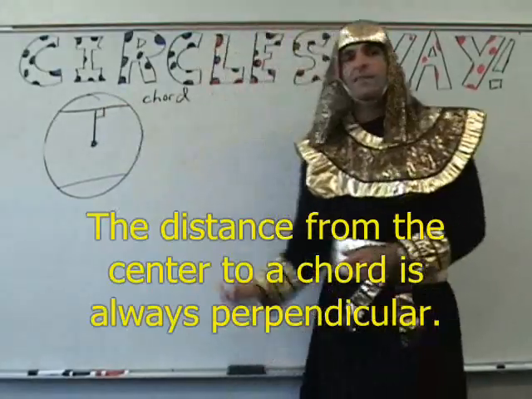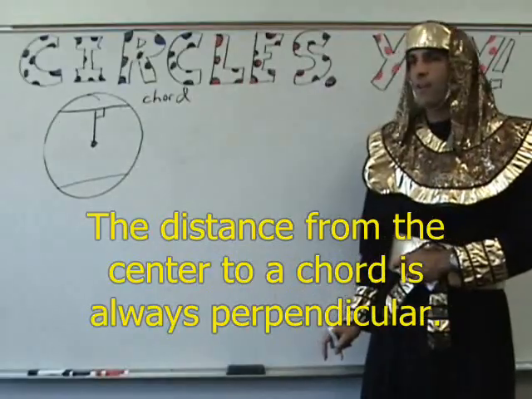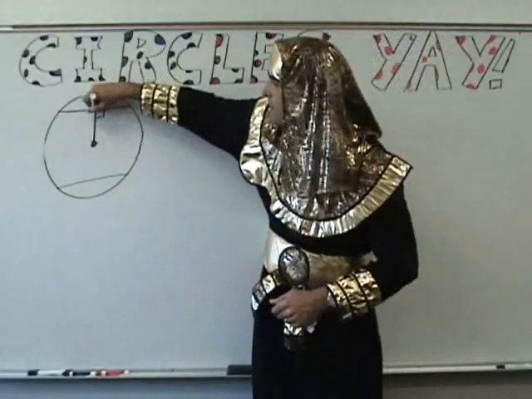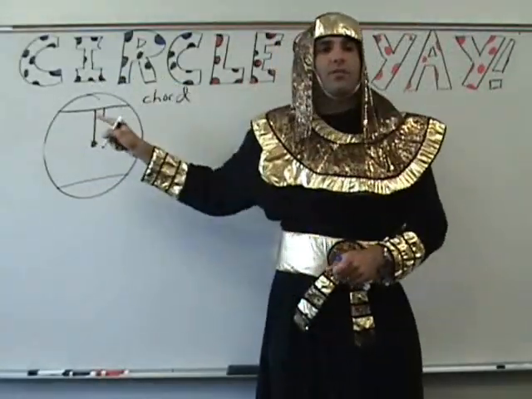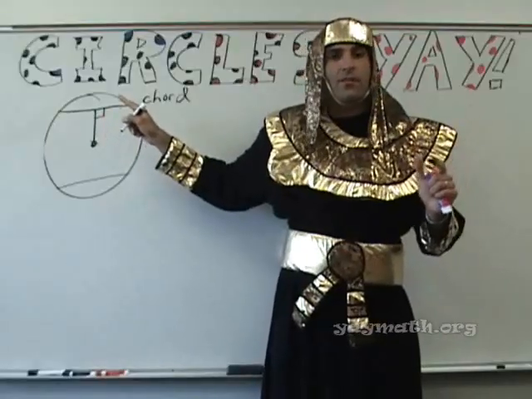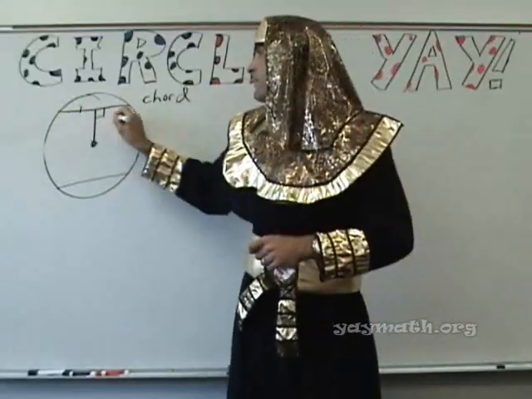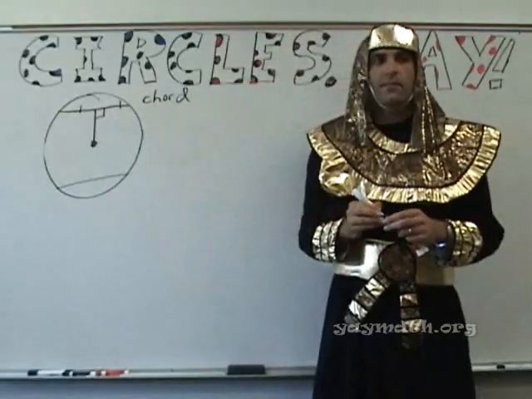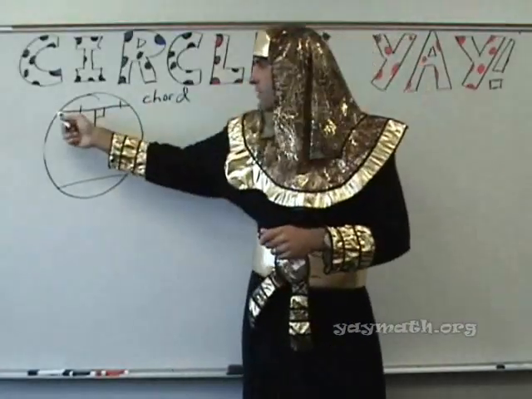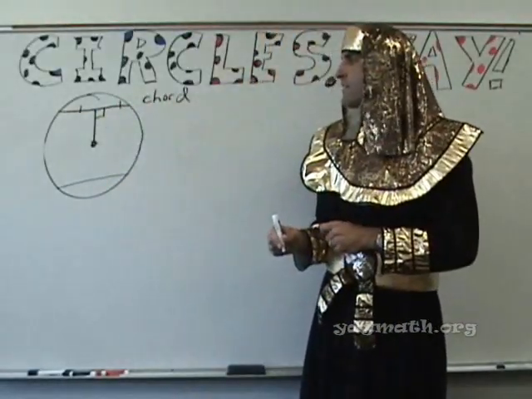So the distance has to be at a 90-degree angle. Now, once you have a distance to the chord, what happens to the chord with this distance? Does anyone know? Bisected. That's right. So now this chord is cut into two equal parts.